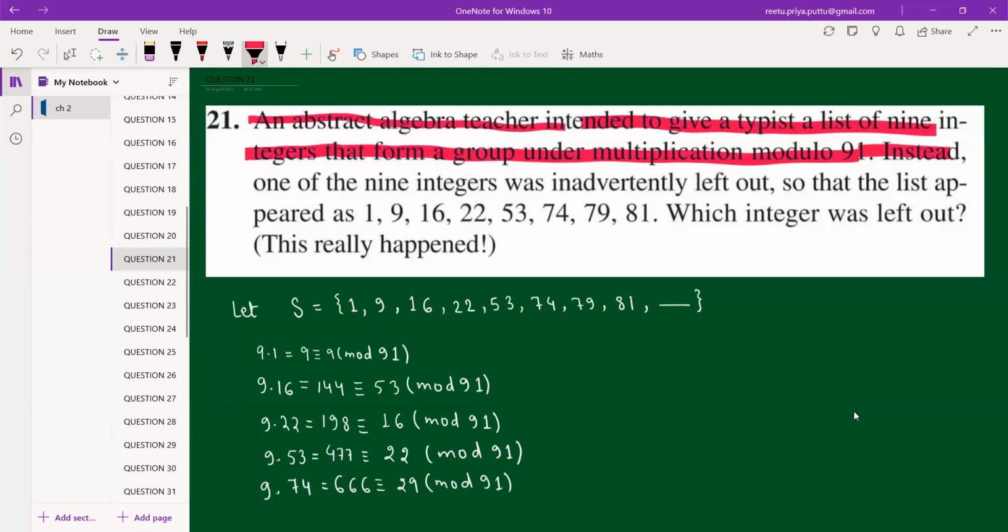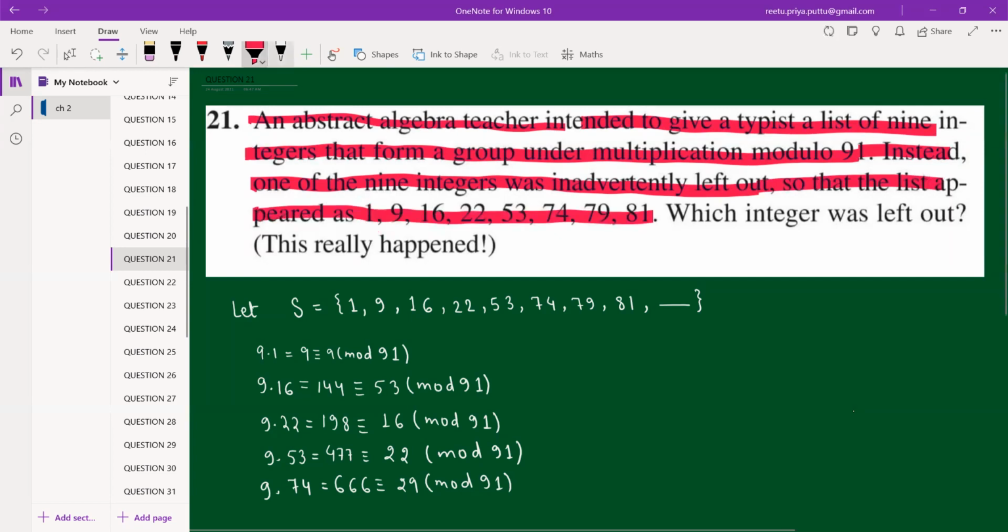Now, one of the 9 integers was inadvertently left out, meaning the typist left it out by mistake, so that the list appeared as this one. We are given a total of 8 numbers: 1, 2, 3, 4, 5, 6, 7, 8. He did not miss the identity. The typist was smart, so he didn't leave out the identity 1. He missed some other element.